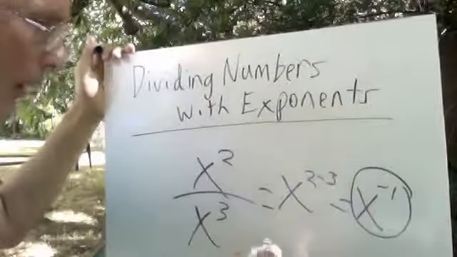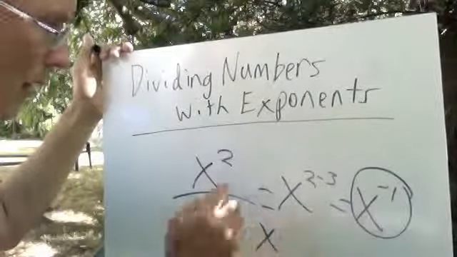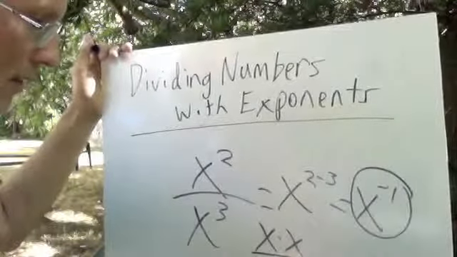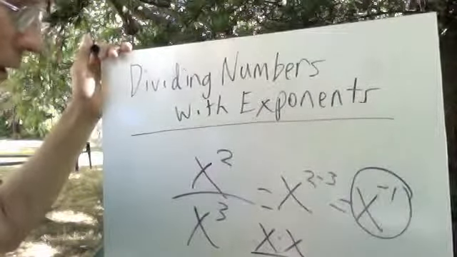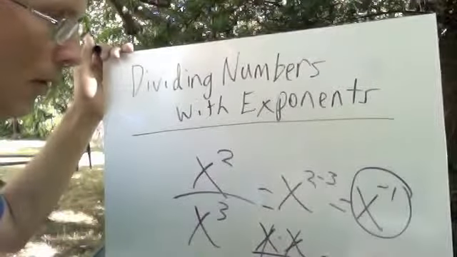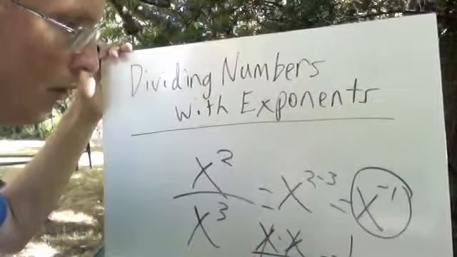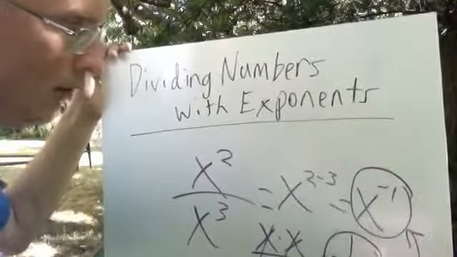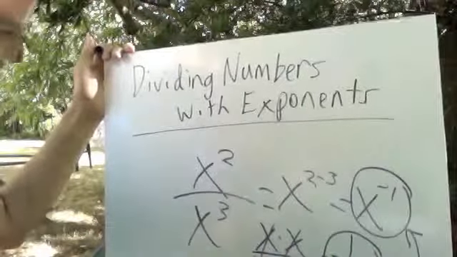Can you see this if I write here? X squared is going to be x times x. X cubed is going to be x times x times x. Two of those are going to cancel, leaving one down below. So that leaves me 1 over x. So these two things are equivalent.